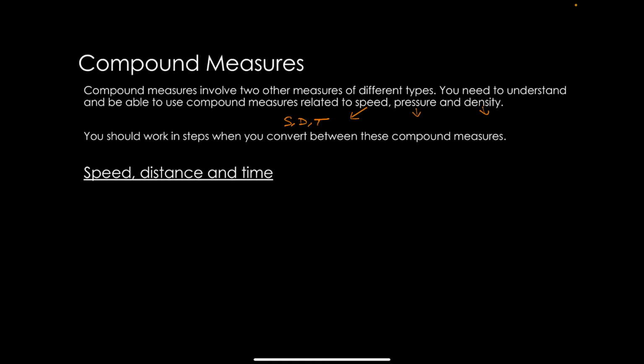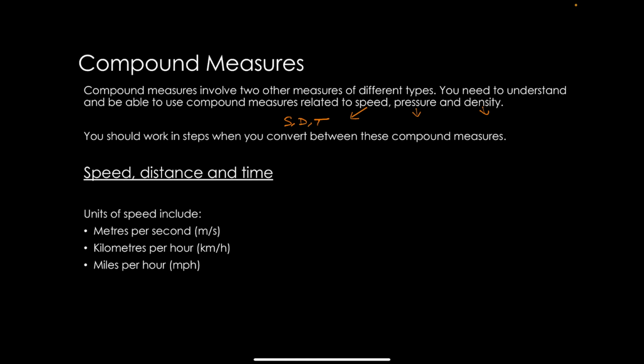Speed, distance and time. Units of speed include metres per second, kilometres per hour, miles per hour. Now, you might be asked to work out the speed when given the distance and the time.